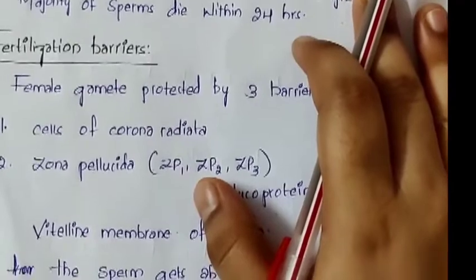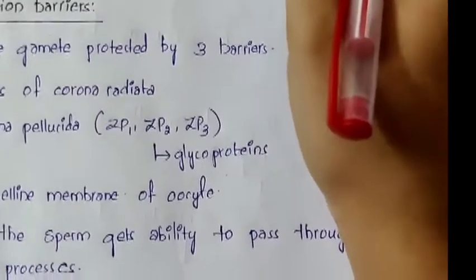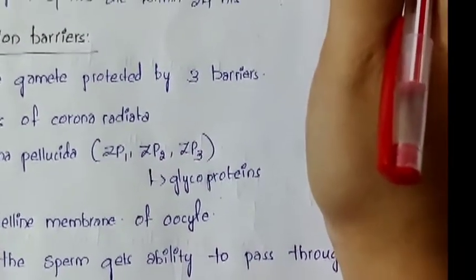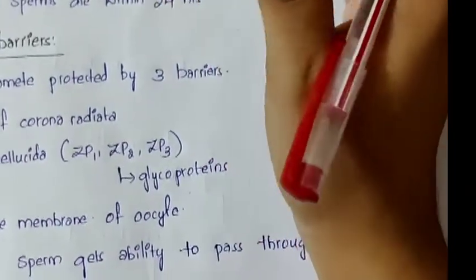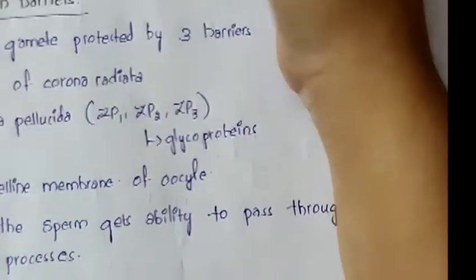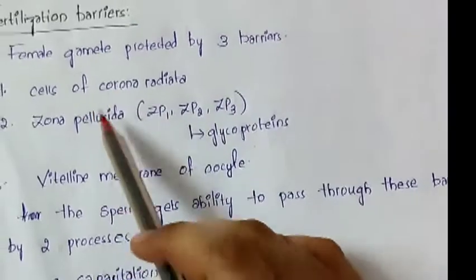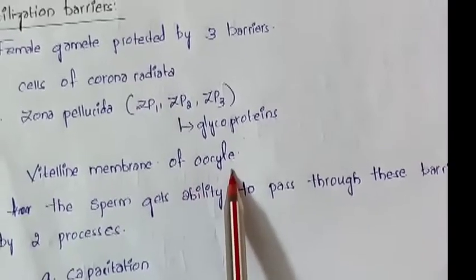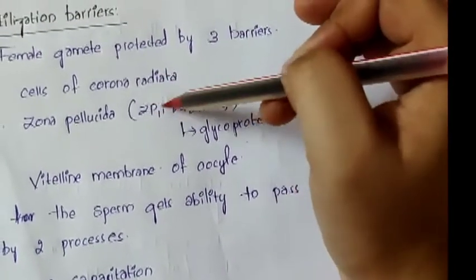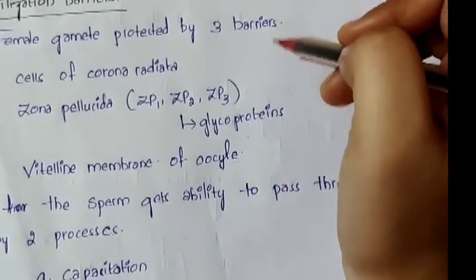There are some fertilization barriers. The female gamete is protected from the sperms because 200 to 300 million sperms are ejaculated into the female genital tract, and only 200 to 300 reach the oocyte, but only one sperm should fertilize the one ovum, right? That's the reason the female gamete is protected by three barriers: the cells of corona radiata, the zona pellucida and the vitelline membrane of the oocyte. The zona pellucida is made up of glycoproteins, ZP1, ZP2 and ZP3.